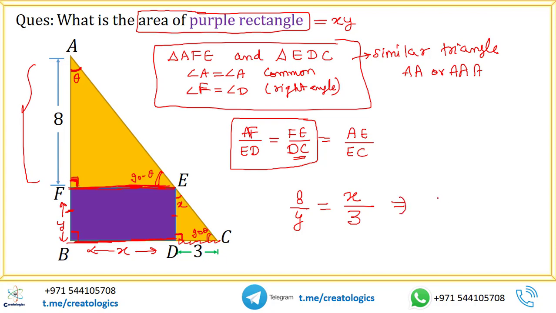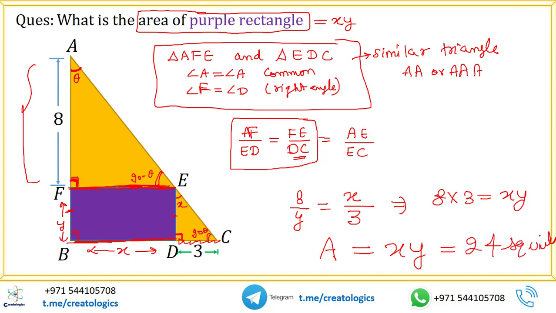So from here, if I cross multiply, I get 8 times 3 is equal to x times y, which gives the area of the rectangle, xy, equal to 24 square units. And that's our answer. See how easy it is to solve this type of question if you know the similarity of triangles. Using the ratios of the side lengths, we can easily calculate the area of this purple rectangle.